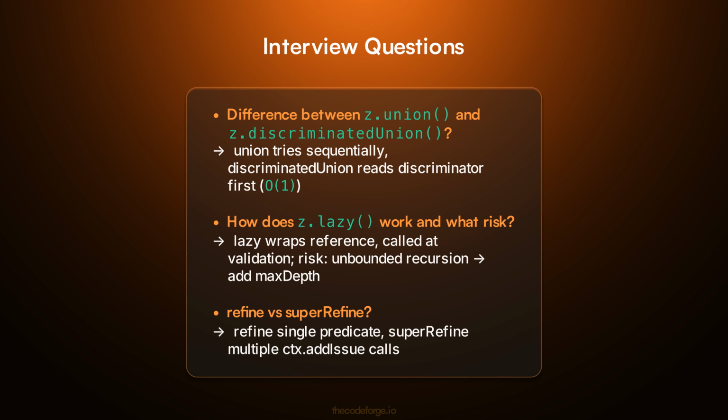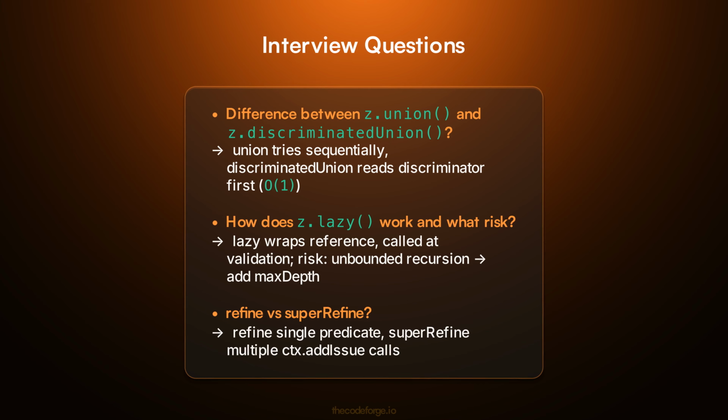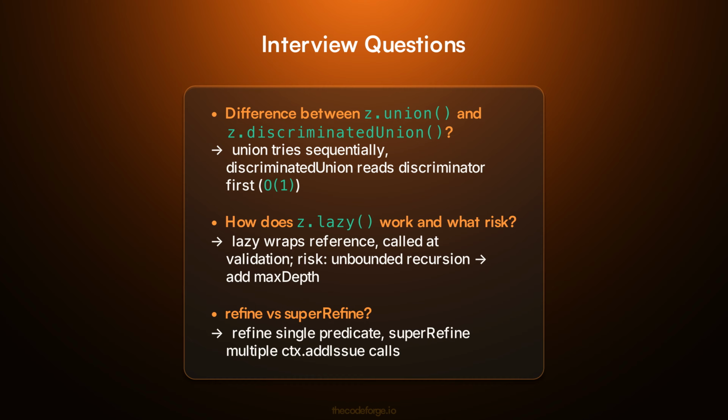Let's run through some common interview questions. Difference between z.union and z.discriminatedUnion. Union tries sequentially. Discriminated union reads the discriminator first, O(1). How does z.lazy work and what's the risk? Lazy wraps the reference, called at validation. Risk: unbounded recursion, so add a maxDepth refine. Refine versus superRefine: refine is a single predicate, superRefine has multiple ctx.addIssue calls.